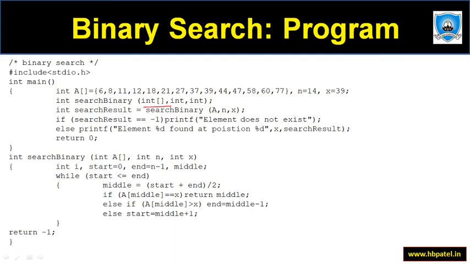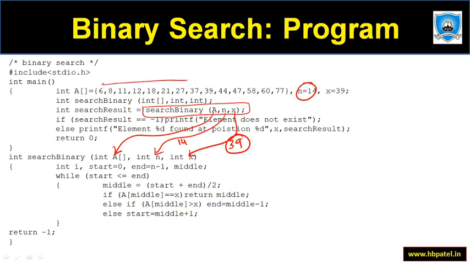So now we are calling this binary search algorithm, search binary. We are passing the array, the size which is 14, and the search element. The search element is 39, meaning we are looking for 39 in the array. Out of this many elements, is 39 there or not? So we are looking for that. Again, we have used these three variables: start is equal to 0, end equal to size minus 1, and middle we are going to compute.